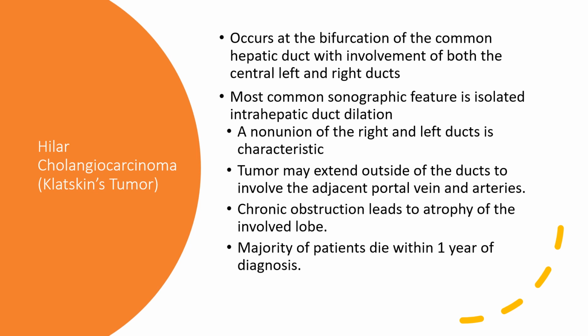The most common sonographic feature is isolated intrahepatic ductal dilation. And what you're going to see is that the right duct and the left duct do not appear to come together. The right duct and the left duct normally come together and form the common hepatic duct. And when you have a Klatskin's tumor, the primary sonographic appearance is that those ducts do not communicate with each other. There's a non-union. The tumor can extend outside of the ducts to involve the adjacent portal vein and arteries, and chronic obstruction is going to lead to atrophy of the involved lobe of the liver.